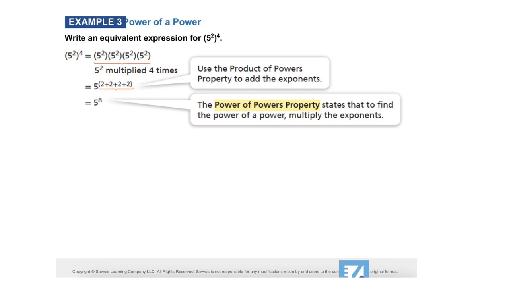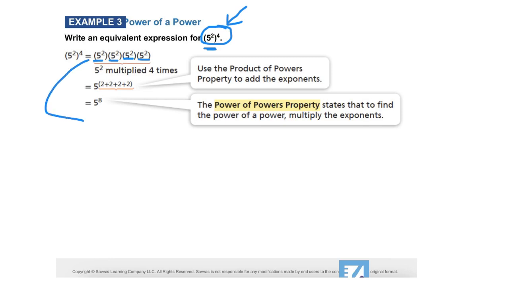So the first property is the power of a power. And here's example 3 in your workbook, page 43. We want to write an equivalent expression for 5 squared raised to the 4th power. Sometimes you have to go back to the basics and ask yourself, what is the base? The base is 5 squared. And how many times is it multiplied by each other? 4 times. So I have 5 squared once, 5 squared twice, 5 squared 3 times, 5 squared 4 times.